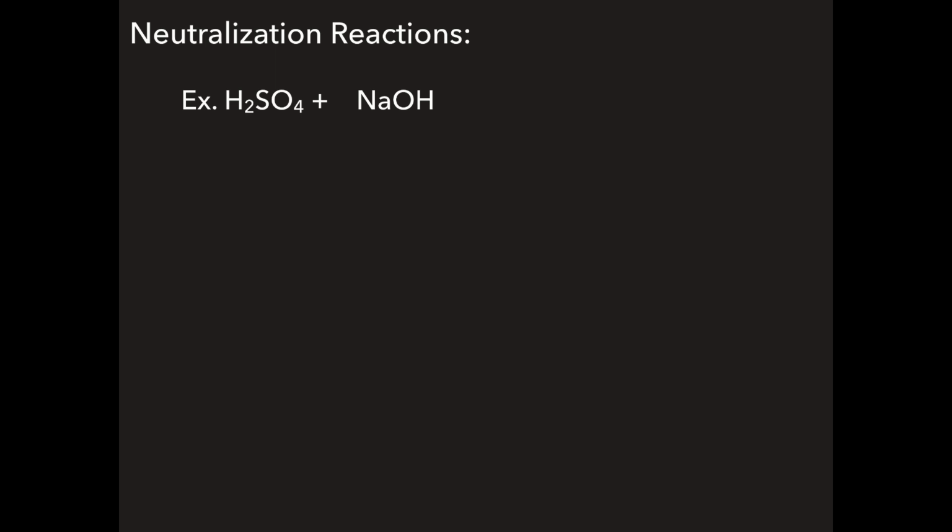Sodium has a +1 charge, sulfate has a 2- charge, so that's going to form Na2SO4. And then H and OH will form water. Now I just need to quickly balance this. Since I have 2 sodiums on my product side, I'm going to put a 2 in front of NaOH, and then I now have 4 hydrogens on my reactant side, so I'm going to put a 2 in front of water. So that's all you have to do.